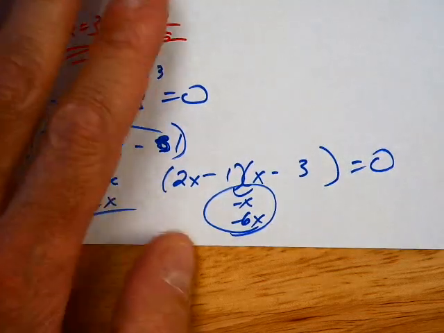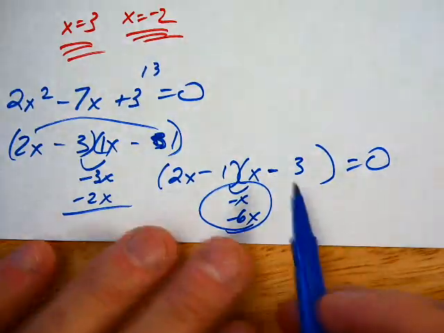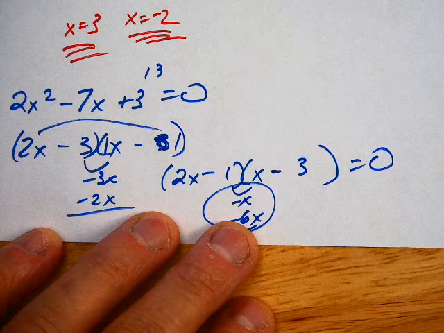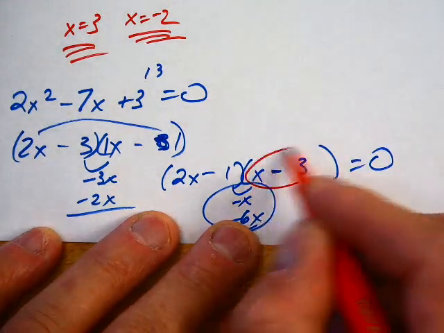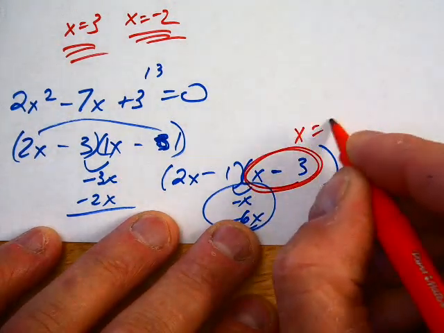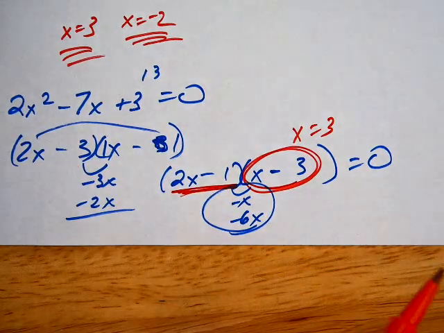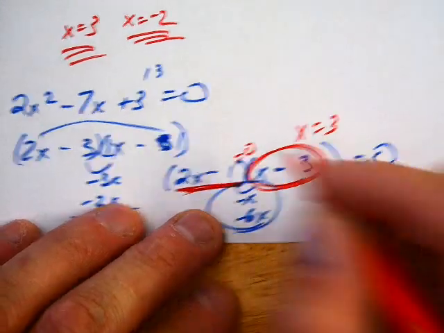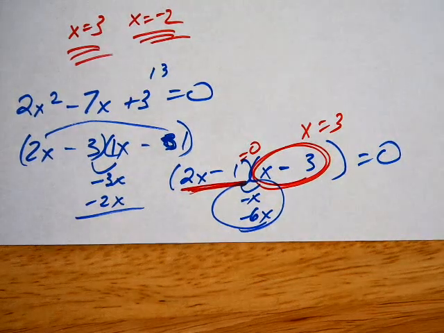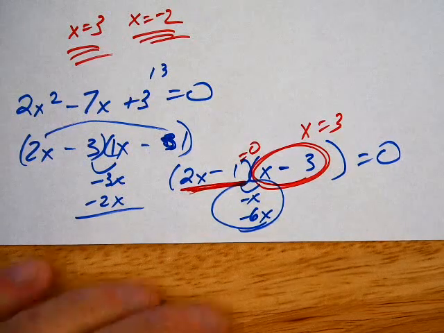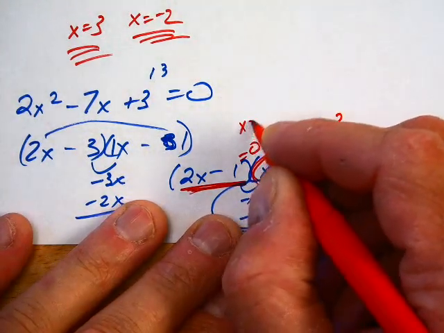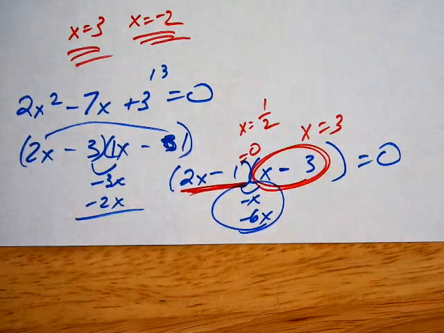Okay? So, my solutions. Let's go back to my solutions now. This one's pretty obvious. I'm going to get x equals 3. What am I going to get there? Yeah. Because imagine if you would set that equal to 0, just think about it. I would have to add 1 and then divide by 2.